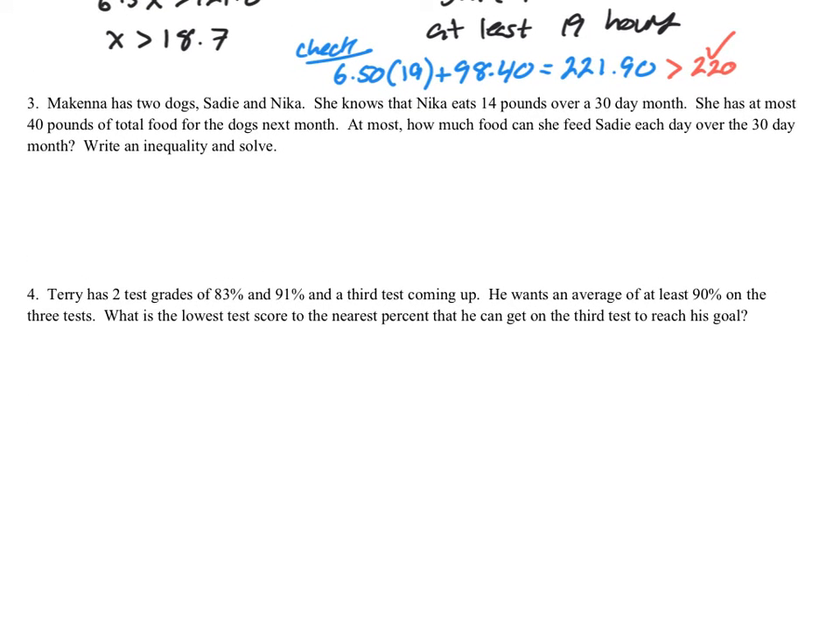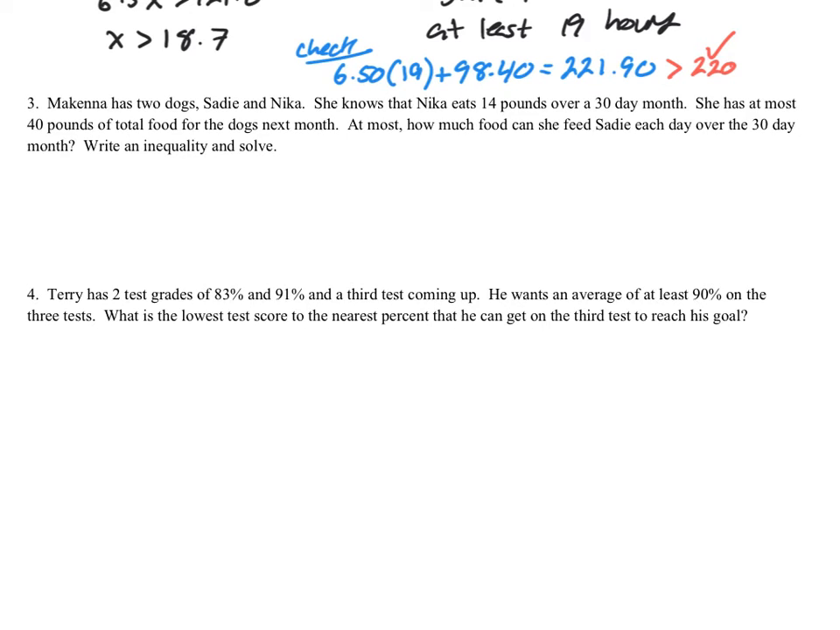Okay, so McKenna has two dogs, Sadie and Nika. She knows that Nika eats 14 pounds of food over a 30-day month. Okay, and she has at most 40 pounds of total food for the dogs next month. At most, how much food can she feed Sadie each day over this 30-day month?